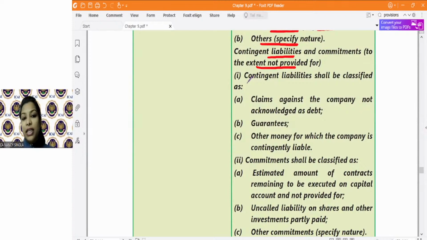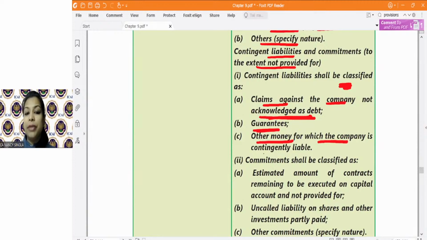Now with respect to the contingent liabilities and commitments not provided for, okay? So with respect to contingent liabilities, a provision was not made, that is why you have shown it as a contingent liability. So they shall be classified as claims against the company not acknowledged as debt. Guarantees, other monies for which the company is contingently liable. You must have understood guarantees.